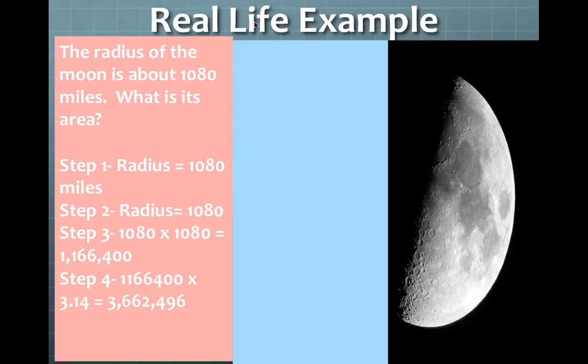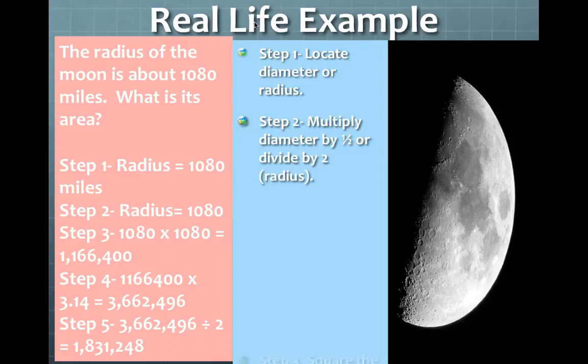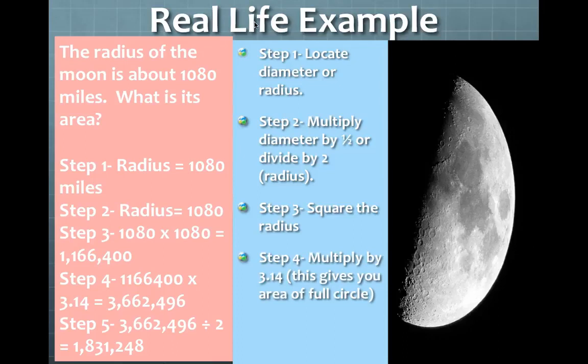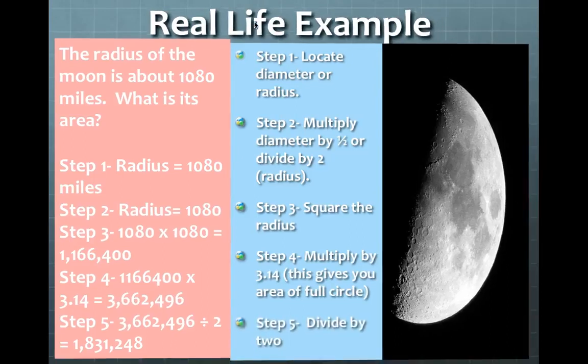I multiply it, and I get 3,662,496. And the last step, since we're dealing with a half circle or a semicircle, the half moon, I need to divide it by 2, which is 1,831,248 miles squared. So once again, step by step: locate the diameter or radius. We made it into a radius. We squared it by multiplying by itself. We multiplied by pi, and then we divided by 2.